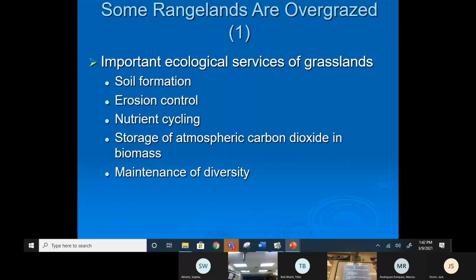Here are some of the ecological services of grasslands and reasons that we want to avoid allowing them to be overgrazed. Grass is kind of different than a tree in the way it grows. So trees grow from the top. If you cut off the top of the tree, that stops it from growing any taller. Its branches can still continue and might become new tops, but they grow from the top.